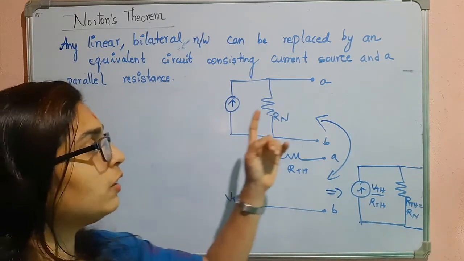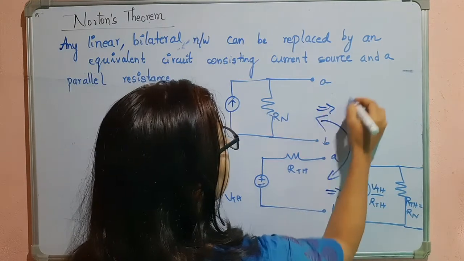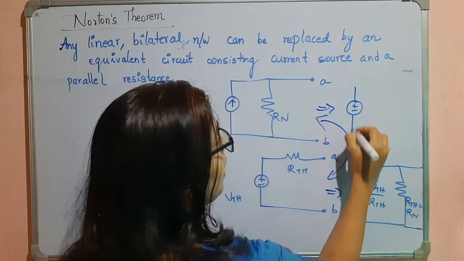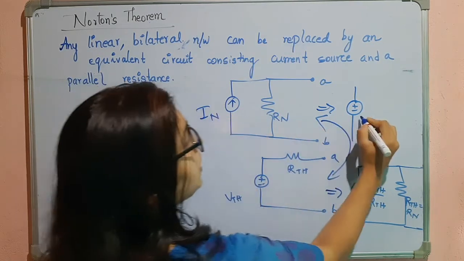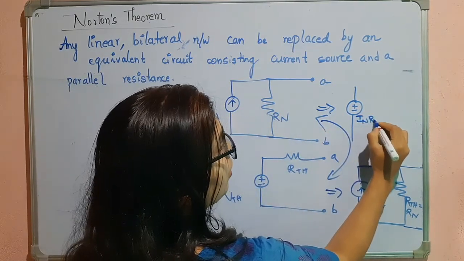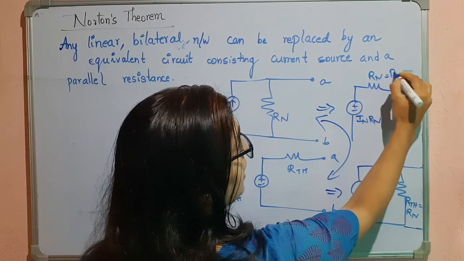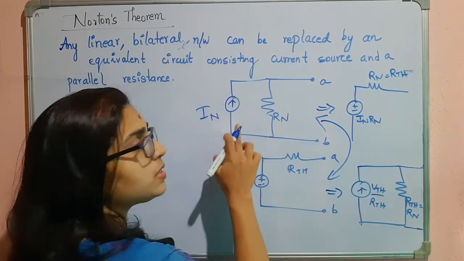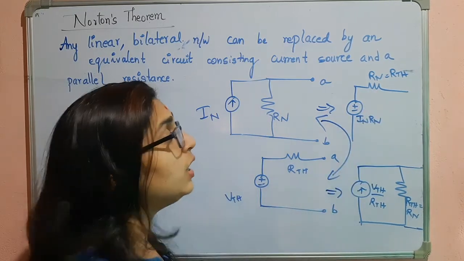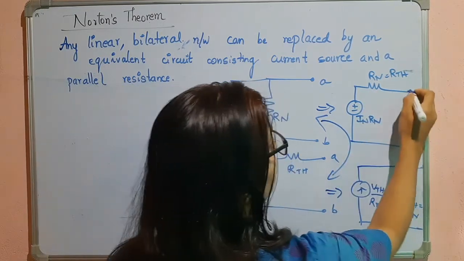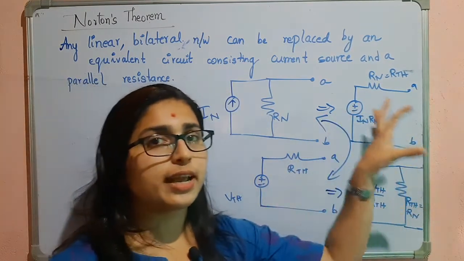But if you want to convert the Norton circuit to the Thevenin circuit, in this case you have to replace it with a voltage source whose value is I into R. That means this was IN, so it is IN into RN, and RN is equal to RTH. The resistance which was in parallel with the current source will now be in series with the voltage source. Okay, so these are the marked terminals A and B. This is how the conversion takes place.